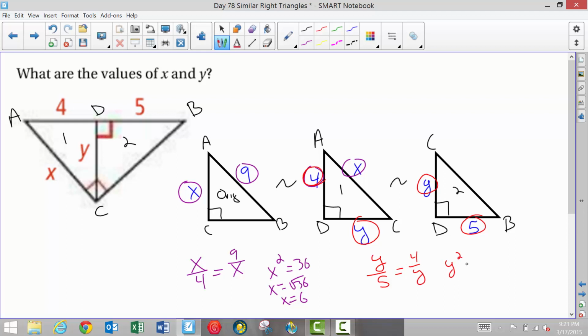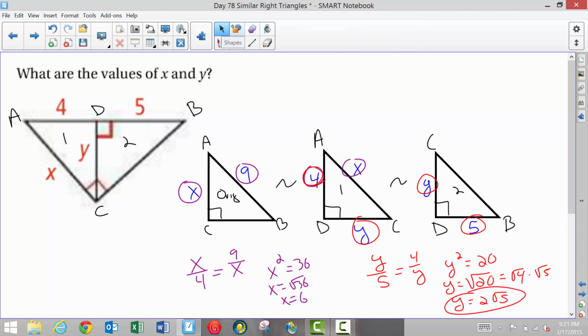So I have y squared equals 20. y equals square root 20. The highest perfect square that goes into 20 is 4, so square root of 4 times square root of 5, so y is equal to 2 square root 5. And we're done.